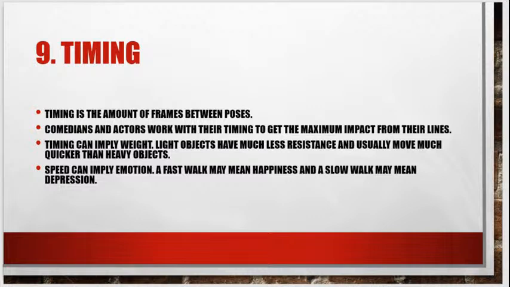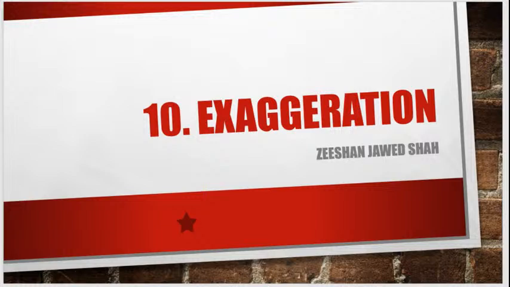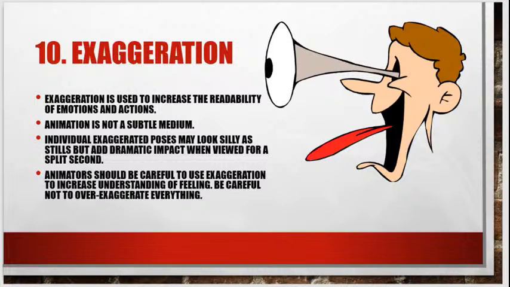The 10th principle of animation is exaggeration. Exaggeration is highly used in animation. What is exaggeration? Exaggeration is used to increase the readability of emotions and actions. In this case, you will see a person who sees something he's greedy for, like this man who saw his favorite car, a beautiful car in his garage, and he's surprised, wondering what this car is doing in his garage. Then his eyes pop out, his mouth opens wide, his tongue comes out.